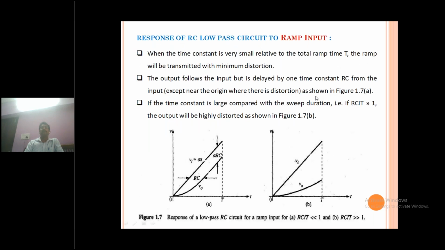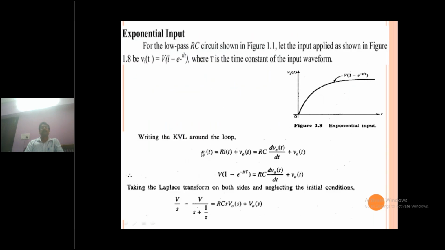Now you are writing the output voltage equation. In the KVL equation, the input voltage Vi(t) equals the drop across the resistor plus the drop across the capacitor, which is the output voltage. Next, what is the i(t) value in terms of the capacitor? Why did I write this? For a low pass RC circuit with a step input, you get an exponential output waveform, V(1 − e^(−t/RC)).